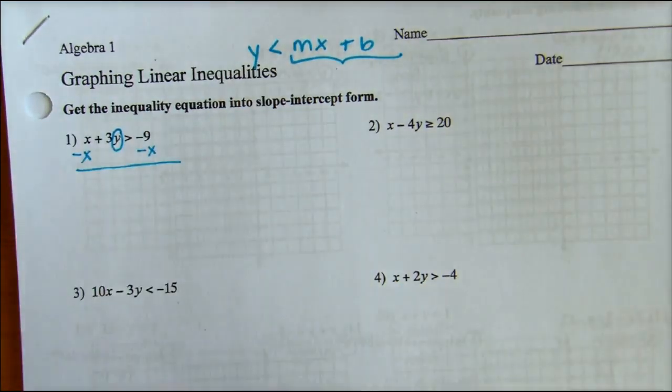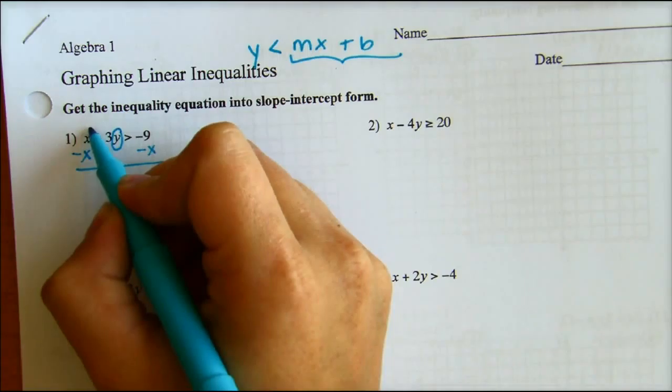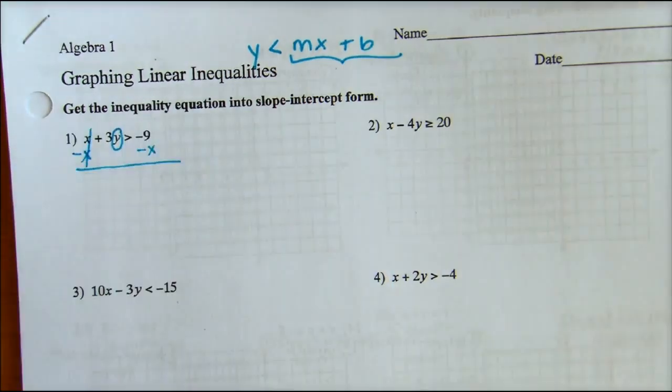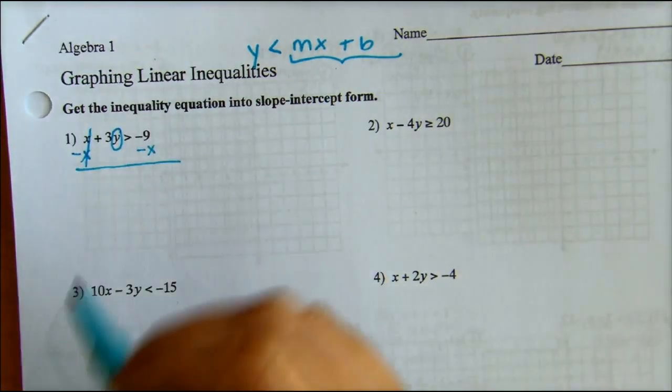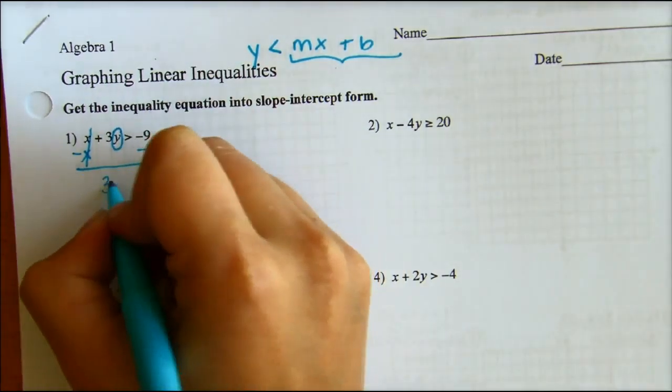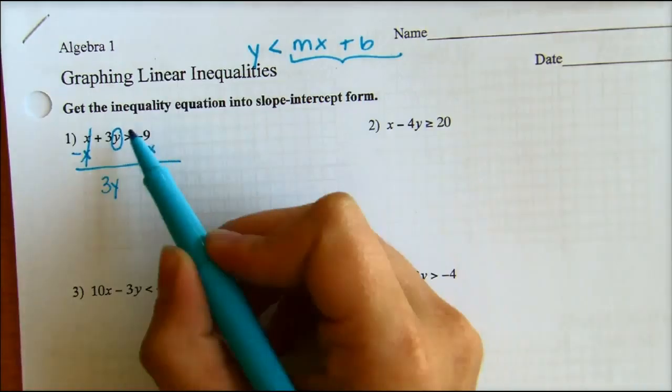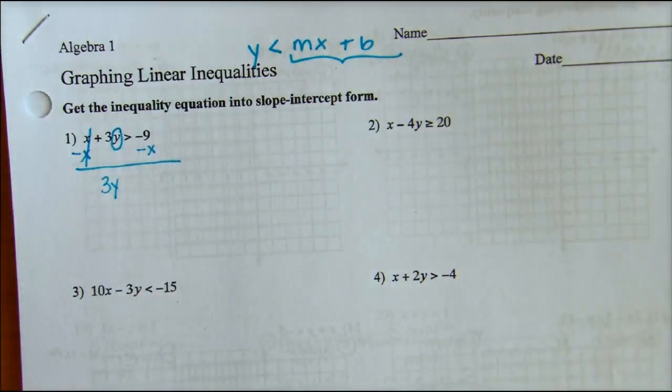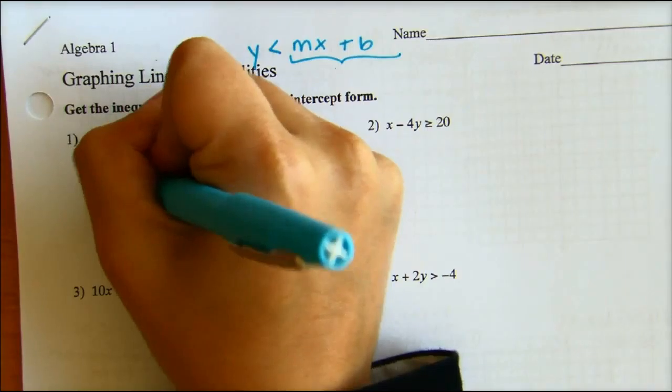When I do that, the x is over here. x minus x leaves me with 0x. They're going to cancel out. I'm going to carry down this 3y. Because I didn't multiply or divide by a negative number, I'm not going to change my inequality sign. It's going to stay exactly the same.